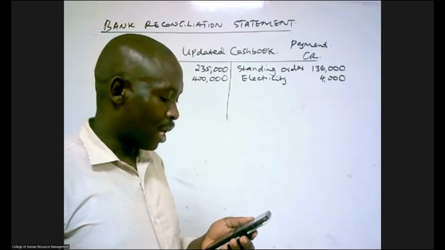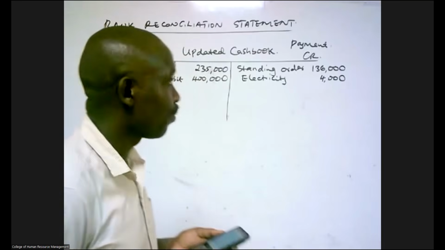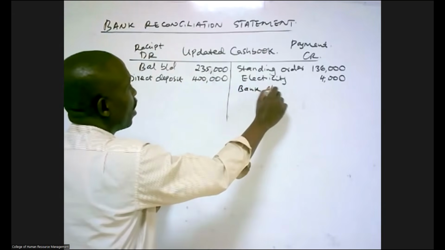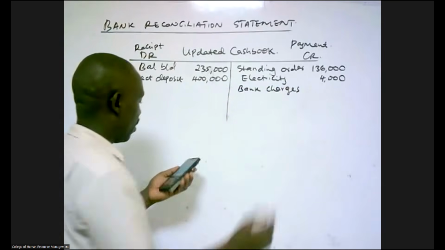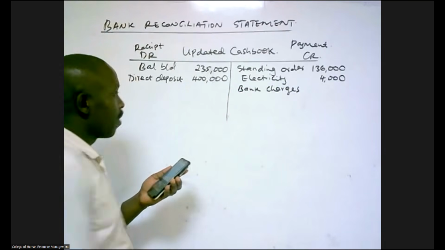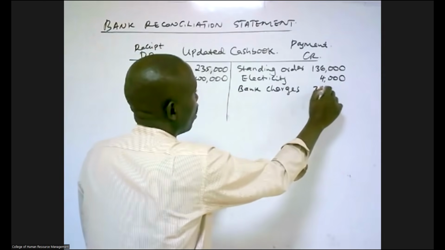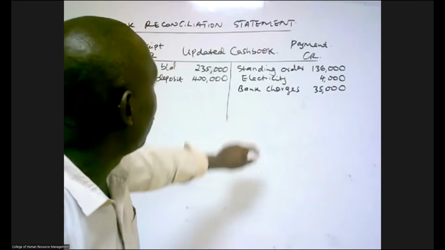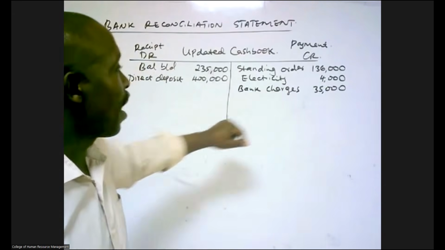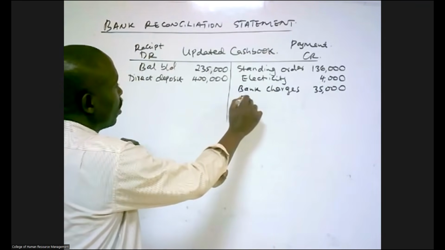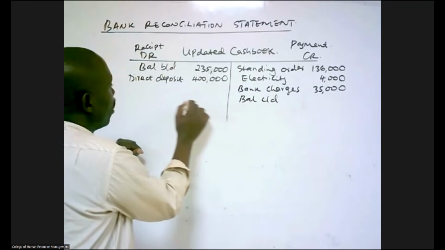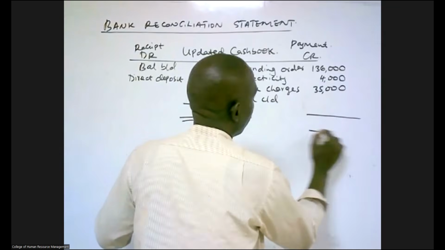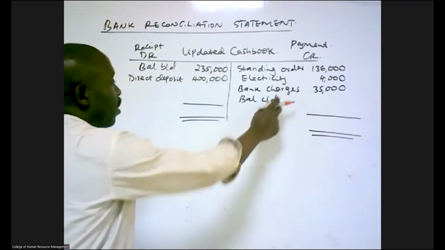Lastly, bank charges were 35,000. Those are payments in the bank, but not recorded as payments in the cash book. So bank charges 35,000. Then from there now, we can do the balancing so that we get the balance as per the updated cash book. So this is the balance that we are looking for.